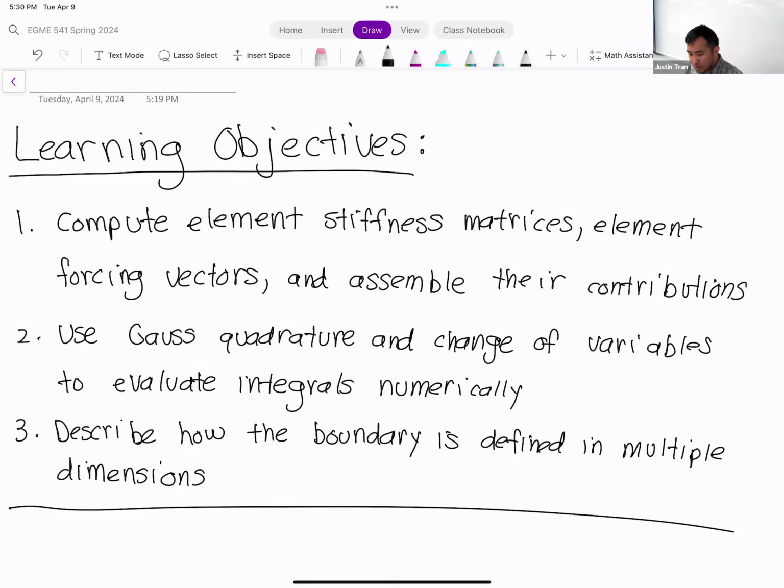We're going to finish up these lecture notes. We have one more topic to cover, which is Gauss quadrature. And then we're going to move on to the final big topic in this class, which is 2D finite elements, which is going to be the topic of your final project as well.